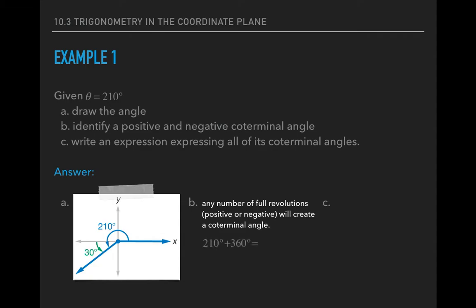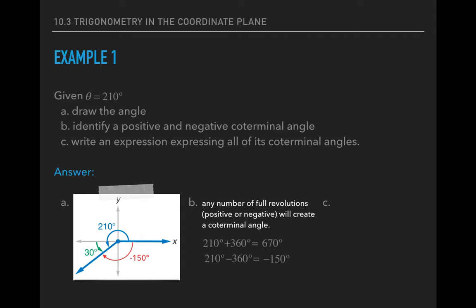So let's take 210 and add a loop, which is 360. That's going to be a full circle. That'll give you 570 degrees. So what does that mean? 210 and 570 are coterminal because they end at the same place. Another scenario would be 210 minus 360, and that would give us negative 150. I could even sketch that one in there right here. That is negative 150. It ends at the same place as 210.